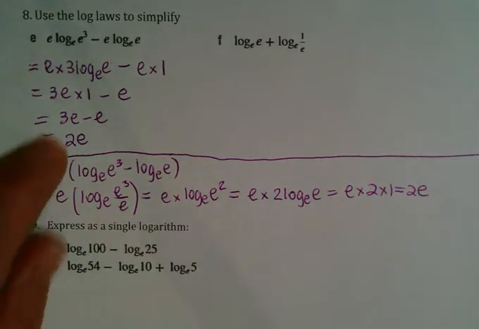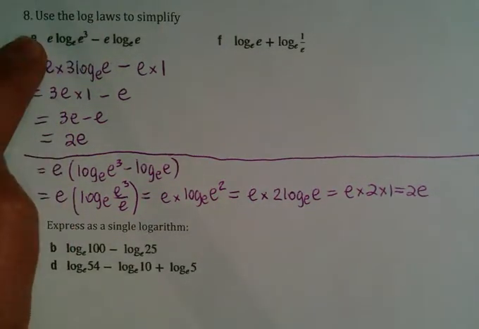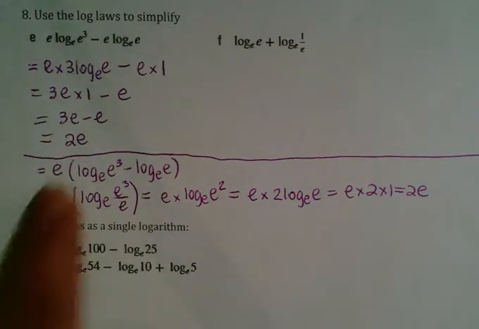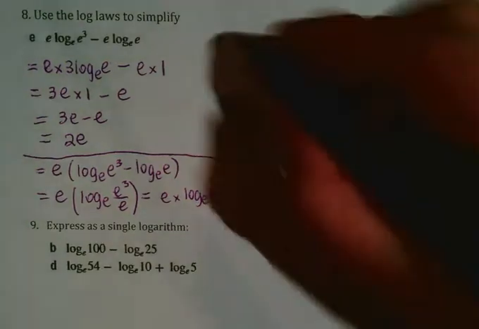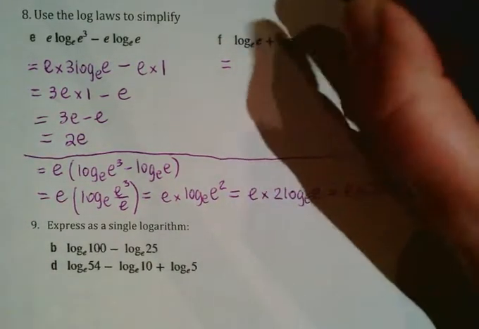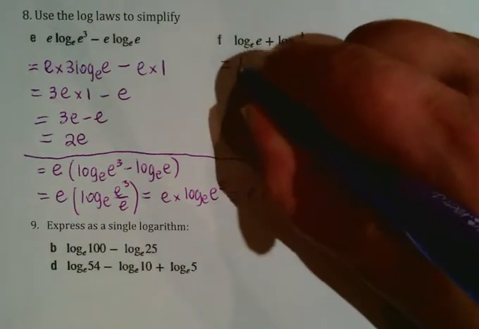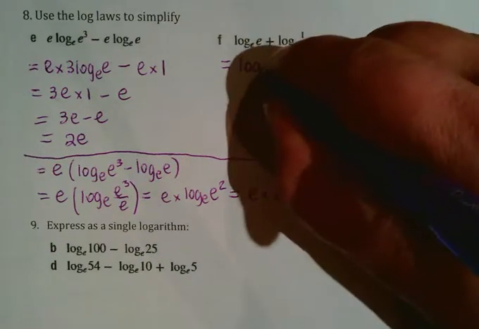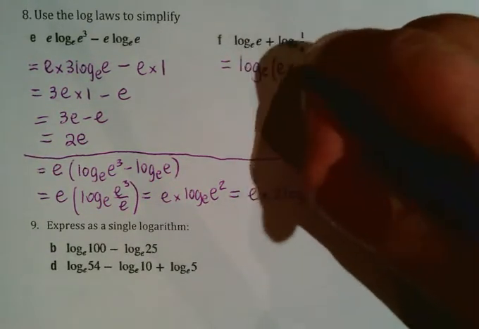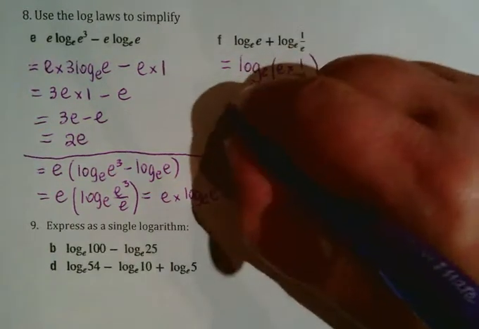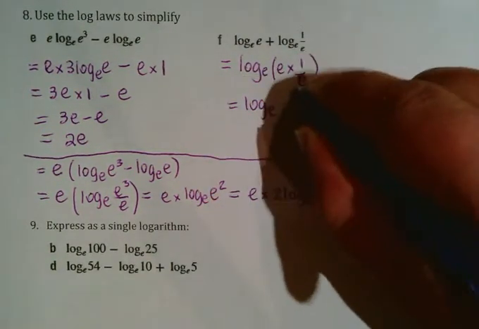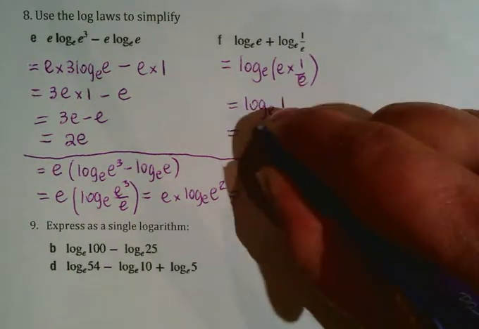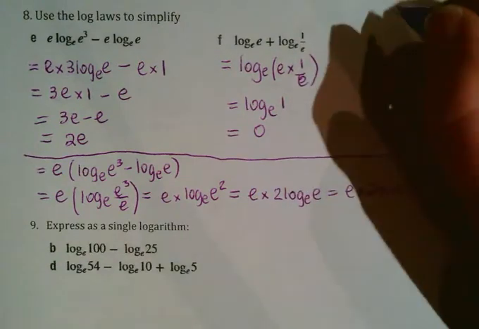So you can use the power law and just use the fact that log to the base e of e is 1, or you could use this as well. So this one, we'll just do this two ways. The log law would be when you've got the log with the same base and you're adding, it's the same as multiplying, so e times 1 on e. So that's the same as log to the base e of e times 1 on e, which is e on e, which is 1. Now we know that log to the base e of 1 is just 0. So we're getting 0 for that.